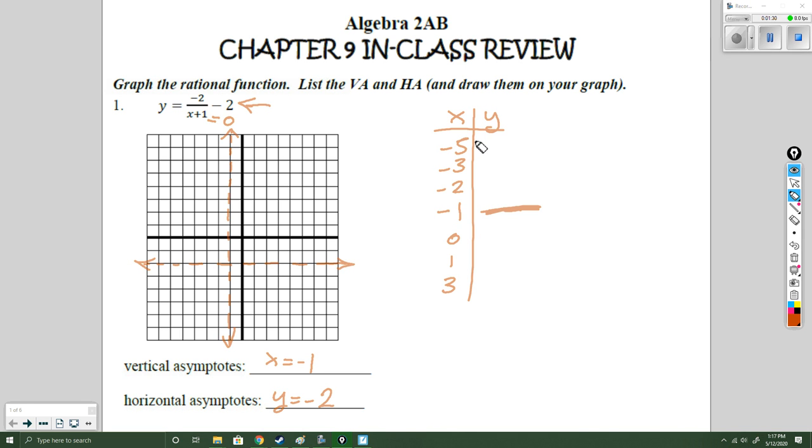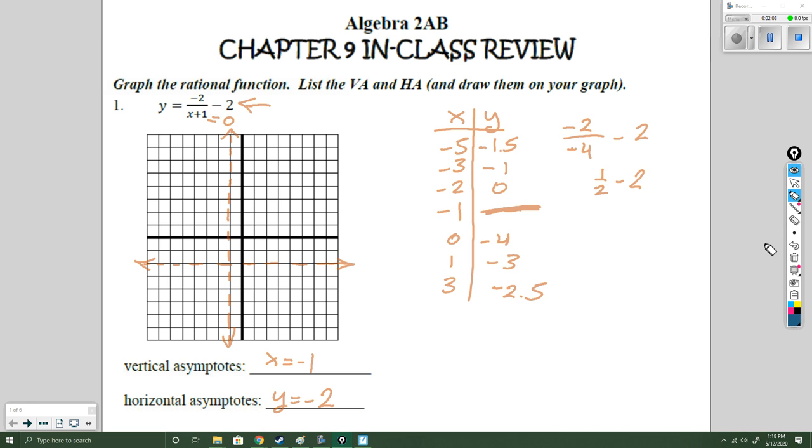So I'm just going to plug in -5, and then I'm going to write down the other output values. To get the output value for -5, we just put -5 in the function where we see x, and that would give us -2 over -5 plus 1, which is -4. So -2 over -4 minus 2, which is just 1/2 minus 2, which would be -1.5. And if we do the same thing for the rest of the values, we'd get -3, -1; -2, 0; 0, -4; 1, -3; 3, -2.5.